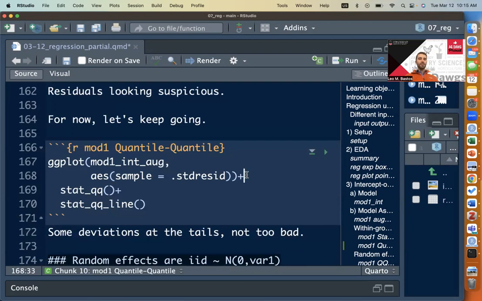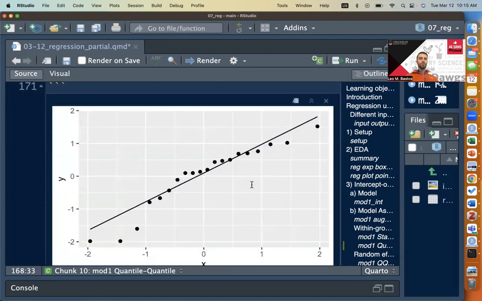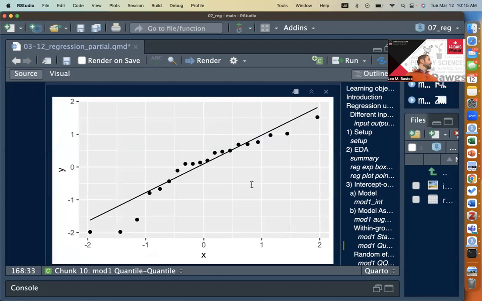All right, so the next plot, I left you the code already, is the QQ plot or quantile plot. There's some deviation on the tails, but really, if I were looking just at this plot, I would not worry much.